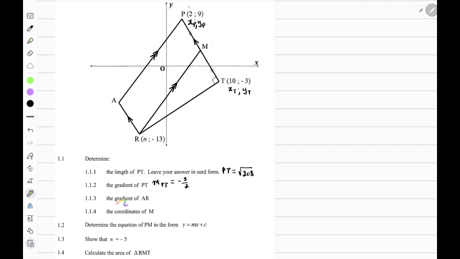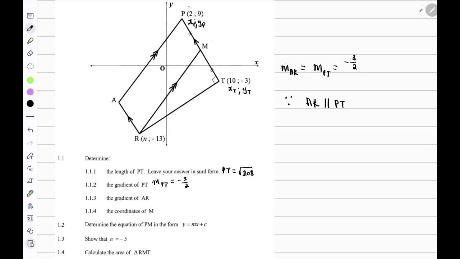So the next question wants us to find the gradient of AR. AR is given as this line, and we notice that AR is parallel to PT. So if lines are parallel, they share the same gradient. So we can say that m of AR is equal to m of PT, which is equal to negative 3 over 2. And this is because AR is parallel to PT.